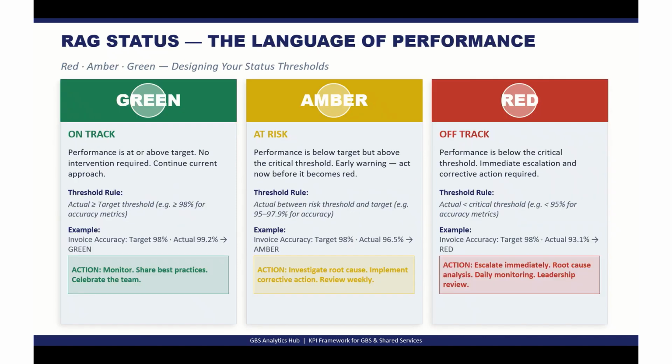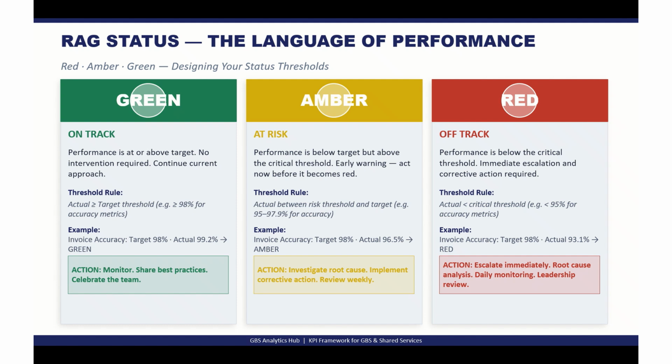RAG status, red, amber, green. Let me explain how to design your thresholds properly because this is where most organizations get it wrong. Green means on track, performance is at or above target. No intervention required. Continue current approach. The threshold rule is simple. Actual is greater than or equal to the target. For example, invoice accuracy target is 98%, actual is 99.2. That is green. The action is to monitor, share best practices, and celebrate with the team.